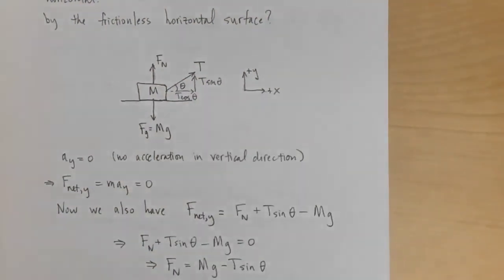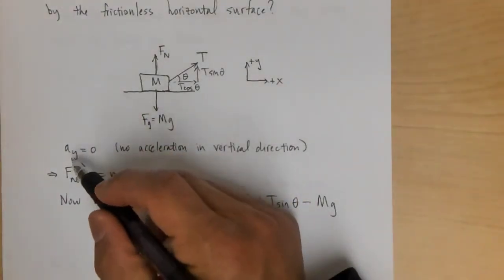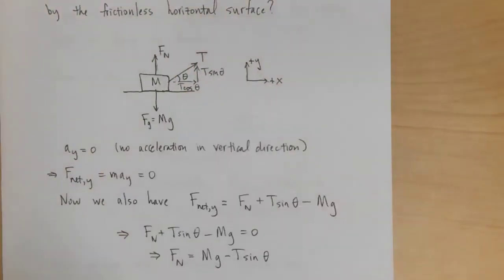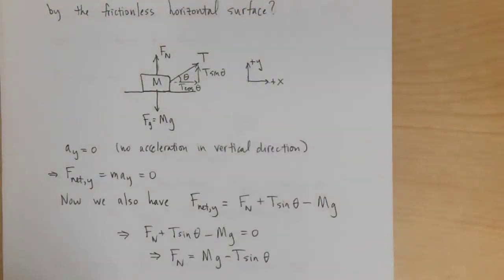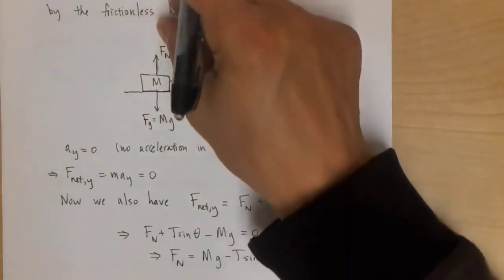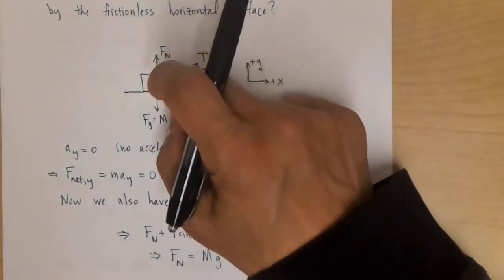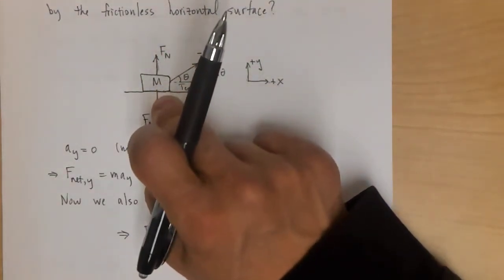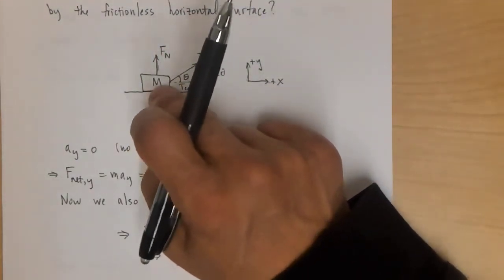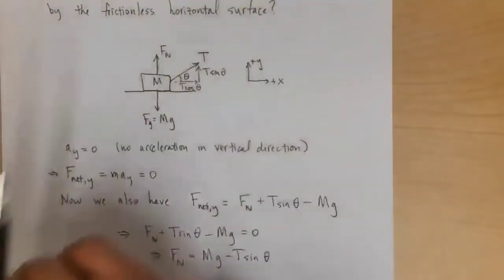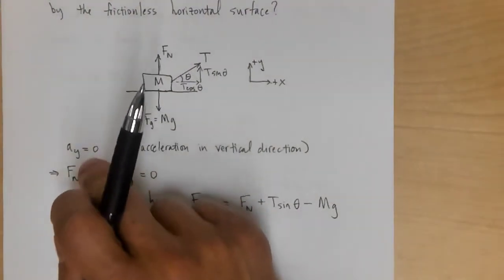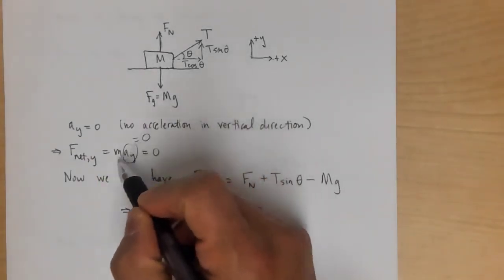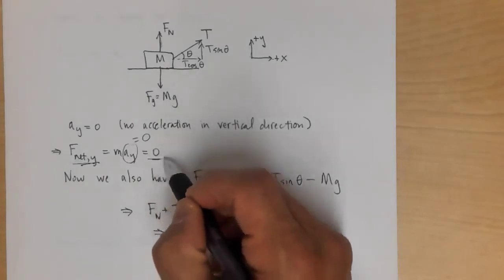Now, there is no acceleration in the y direction. Why? Because the block is just moving horizontally. If it was accelerating, first of all, it couldn't accelerate into the surface. That would make the mass somehow embedding into the surface, which doesn't make sense. And we're not told that the mass lifts off the surface. So there's no acceleration in the y direction. So that means ay is equal to 0, and the net force in the y direction must be equal to 0.